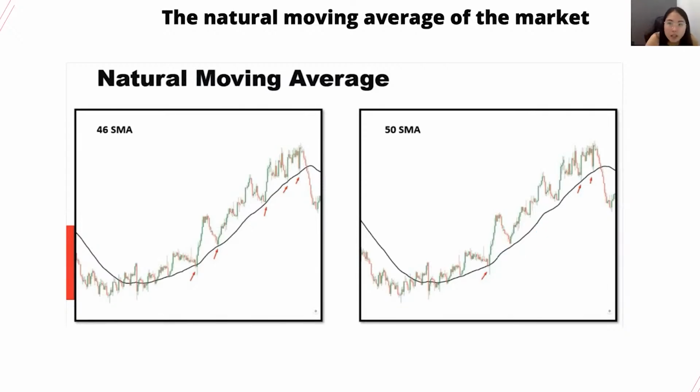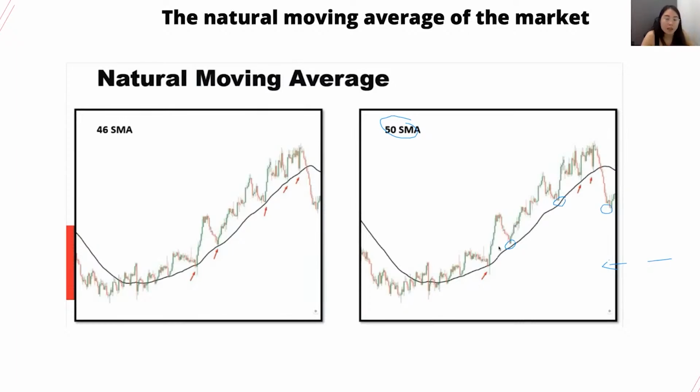Can you see that this is what people usually use? People usually use the 50. When we look at the charts, the 50 looks like this. But you can see that there are times where price doesn't really touch the moving average.